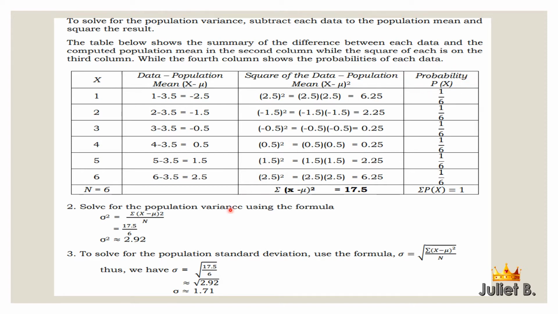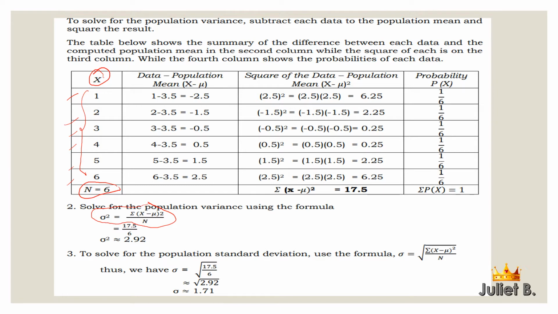So for us to solve for the variance, we will be using the formula: population variance is equal to the summation of x minus the population mean to the second power divided by the population size. For us to come up with this, let us have it in a tabular form. First step, since we know that our x are the population, 1 to 6, the population size is 6 because counting all this together, 1, 2, 3, 4, 5, 6. That's why we have N is equal to 6.